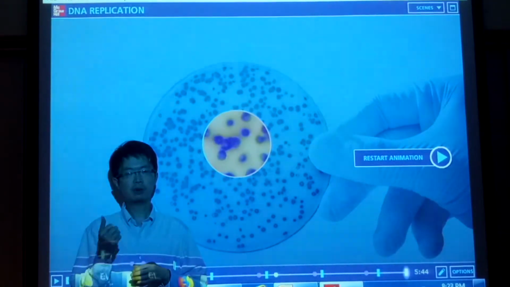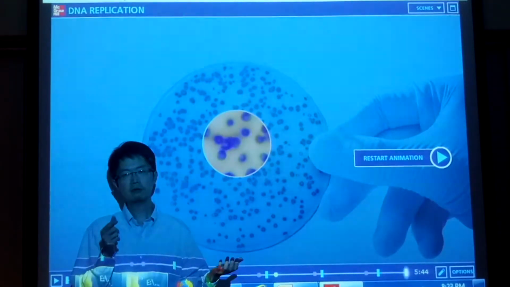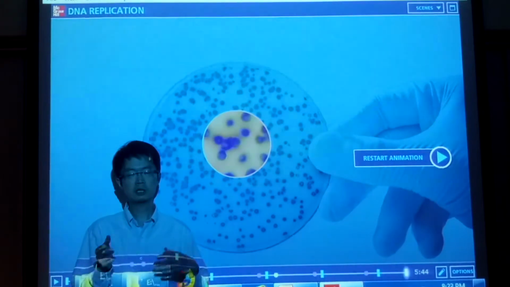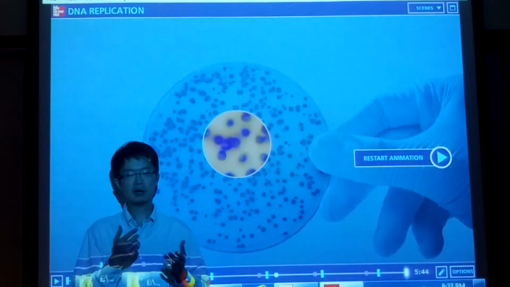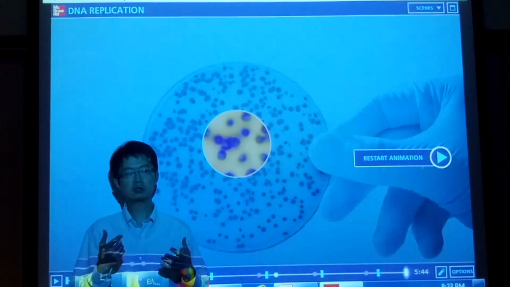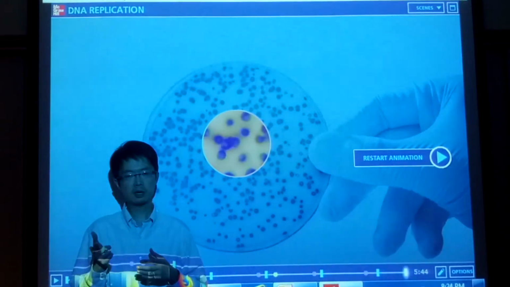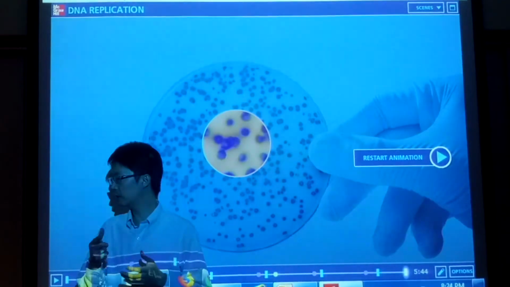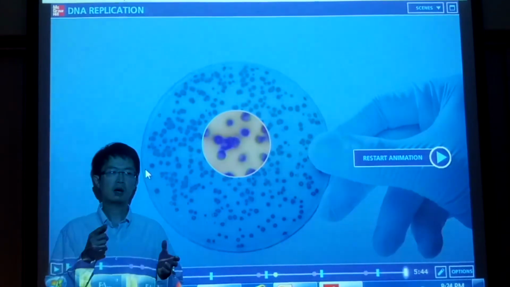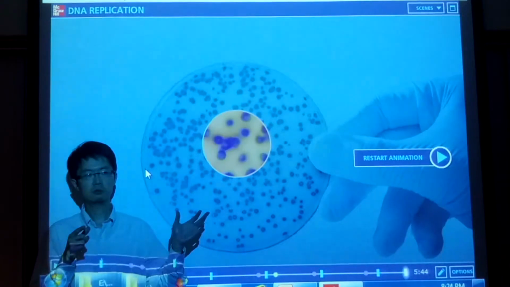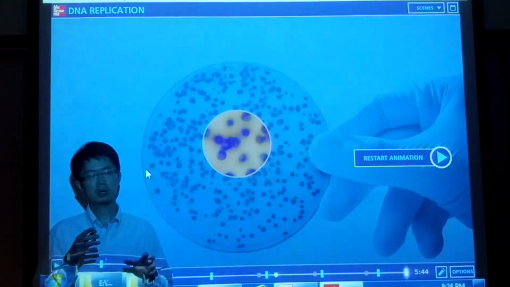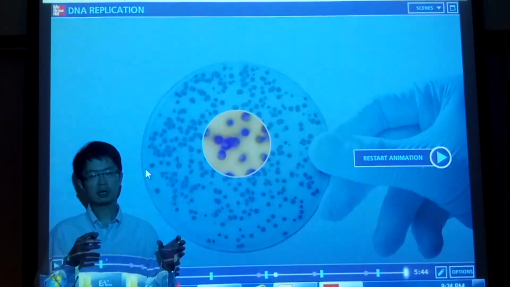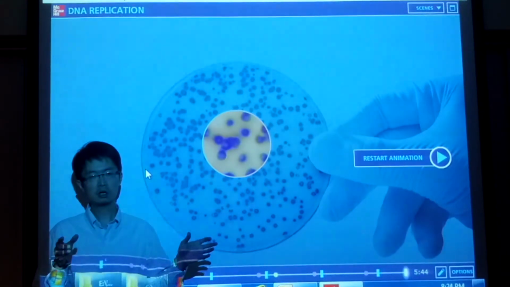And then DNA polymerase. In the video, we see that we have DNA polymerase I and DNA polymerase III. But to make your life simpler, you can just assume that there's only one DNA polymerase, and the function of it is to get the complementary nucleotide and make them to form a long chain.